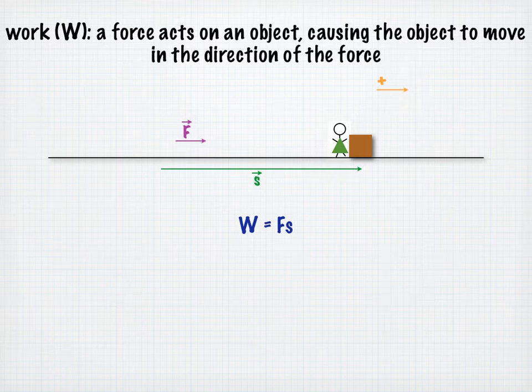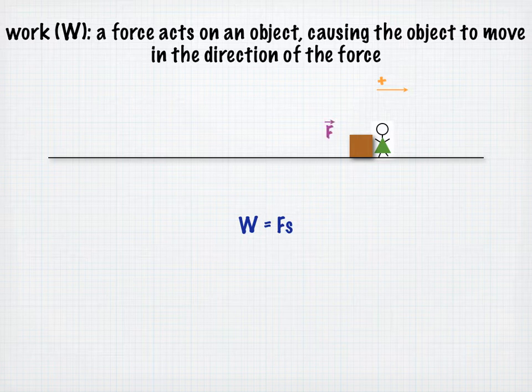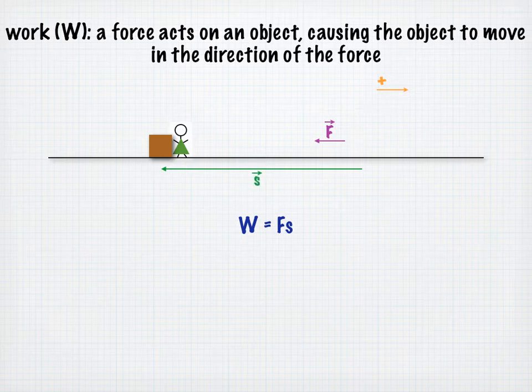What if I'm pushing the box to the left instead of to the right? Since left is in the negative direction, the magnitude of our force is negative F, and the magnitude of the displacement is negative S. When we multiply these two negative values together, we of course get a positive value. So the amount of work is the same even if I'm pushing the box to the left instead of to the right. Since the amount of work does not depend on direction, work is a scalar quantity.